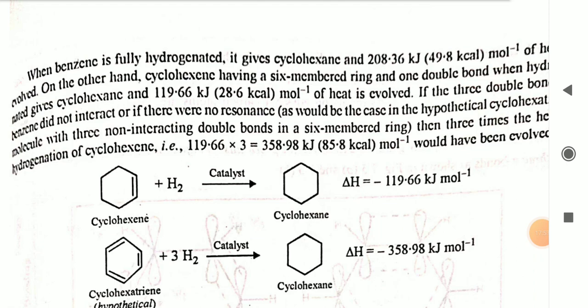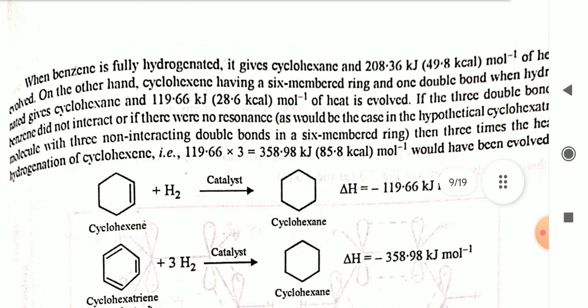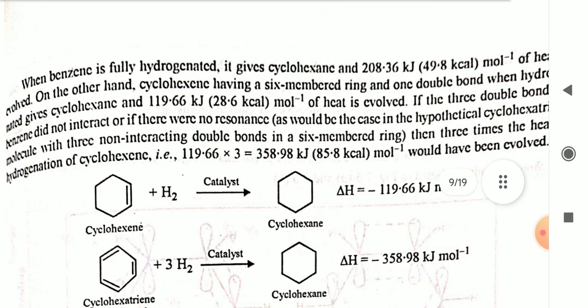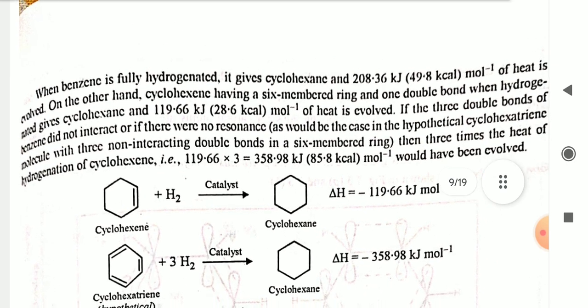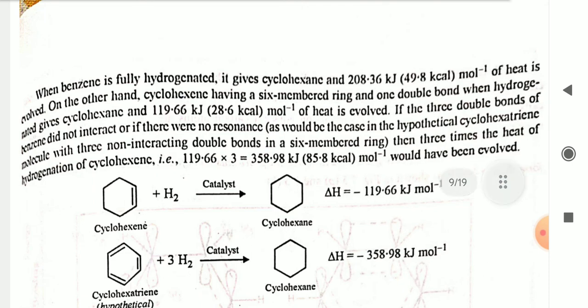If the three double bonds of benzene did not interact, that is, if there were no resonance, as would be the case in the hypothetical cyclohexatriene molecule with three non-interacting double bonds in a six-membered ring, then three times the heat of hydrogenation of cyclohexene, for example 119.66 multiplied by 3 gives 358.98 kilojoule or 85.8 kilocalorie per mole, would be evolved. Cyclohexene plus H2 with catalyst gives cyclohexane and releases minus 119.66 kilojoule per mole.